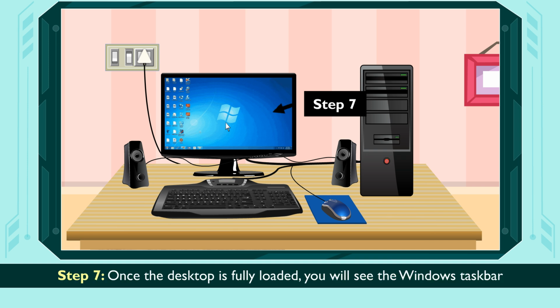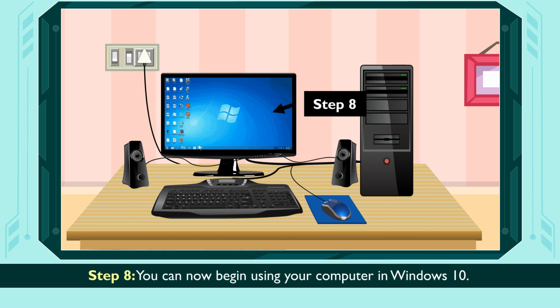Step 7. Once the desktop is fully loaded, you will see the Windows taskbar at the bottom of the screen and various icons and shortcuts on the desktop. Step 8. You can now begin using your computer in Windows 10. You can open applications, access files, browse the internet, and perform other tasks as needed.